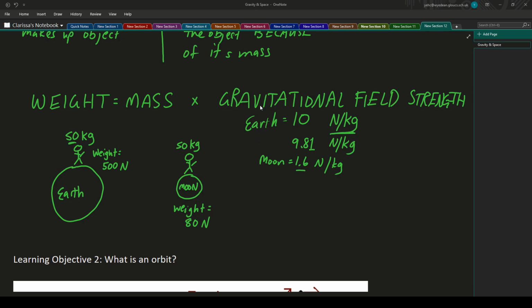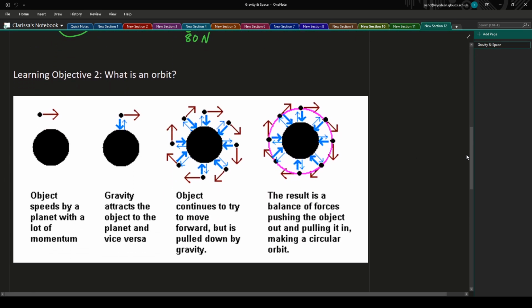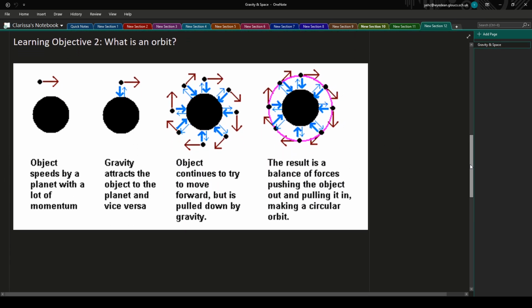The title for this lesson is Gravity and Space. Okay. Now, our next thing that I want us to define is what an orbit is.